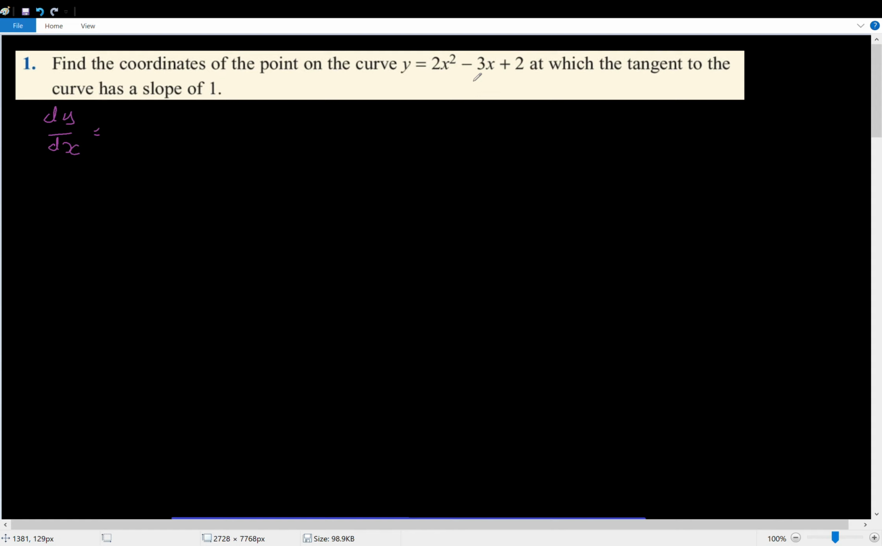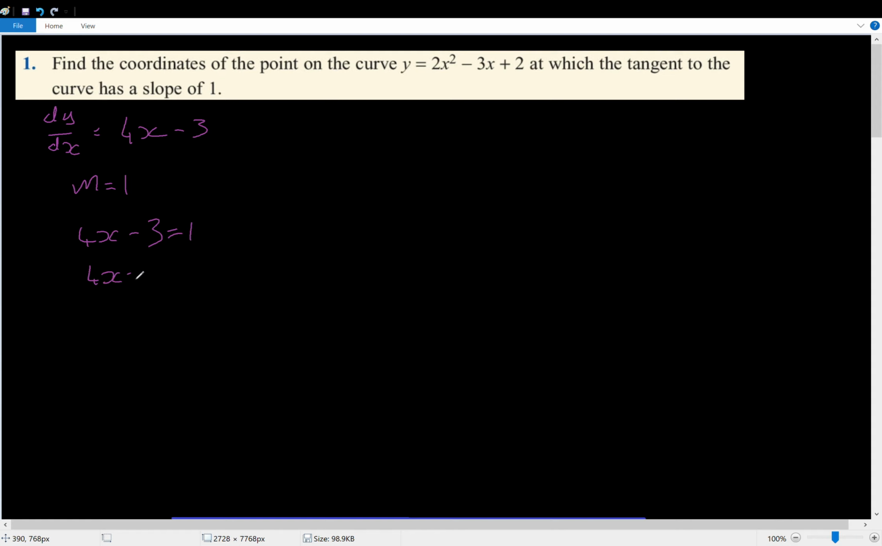So our differentiation of y here is going to be 4x minus 3. And this 4x minus 3 is a formula to figure out the slope of a tangent to our curve y at any given point x. But we've been told what the slope is this time, so we don't know the value of x, but we know the slope. So if m is equal to 1, then we can say that our dy dx, 4x minus 3, is equal to 1, and we can solve this out for x.